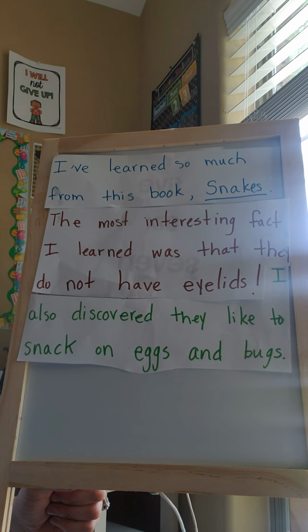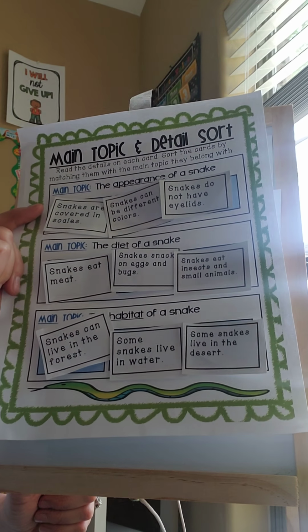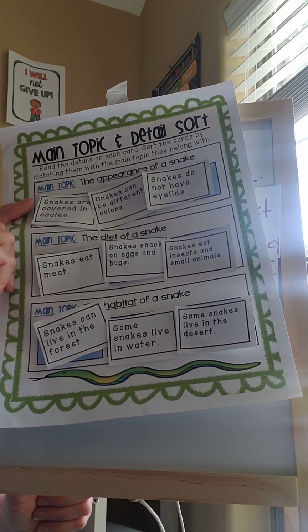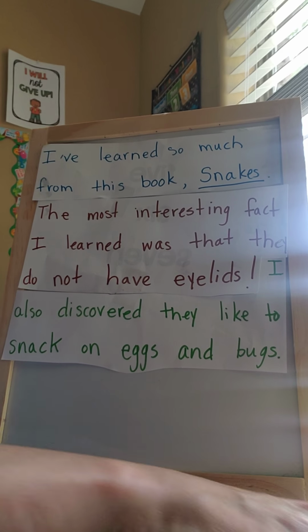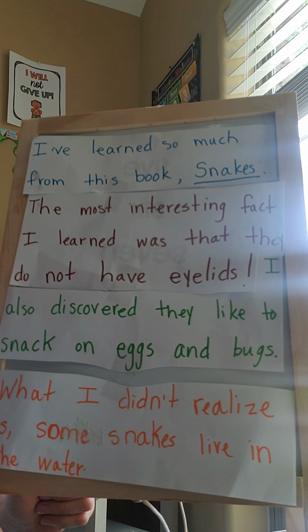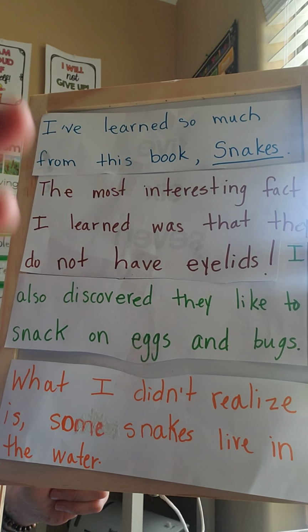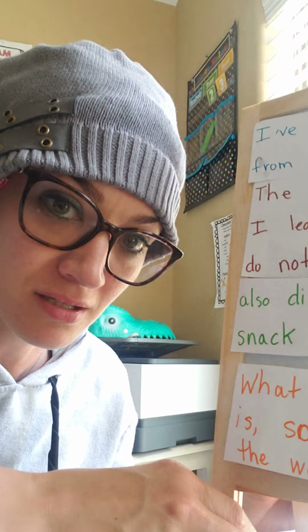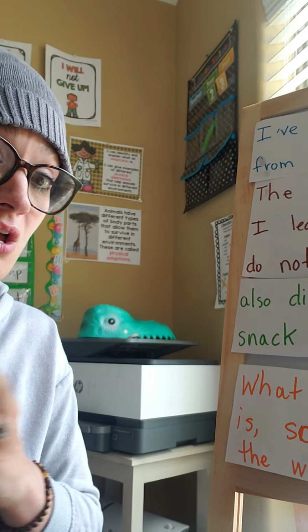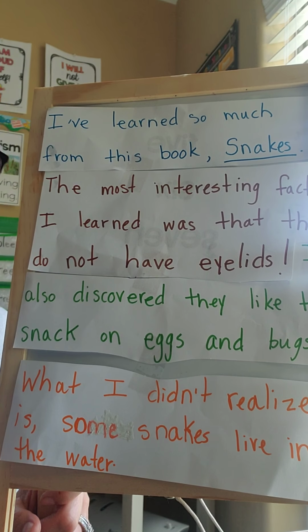So I included that. Now, to finish up my paper, I need to pull one more detail from the last section down here for the habitat of a snake. And the one that I'm pulling is about snakes living in the water. Because what I didn't realize is that some snakes live in the water. I didn't realize that. So now I have taken this sort that we did on Tuesday, which is basically a really good outline for the start of a paper. And look what I've put together. Let's read this paper together.